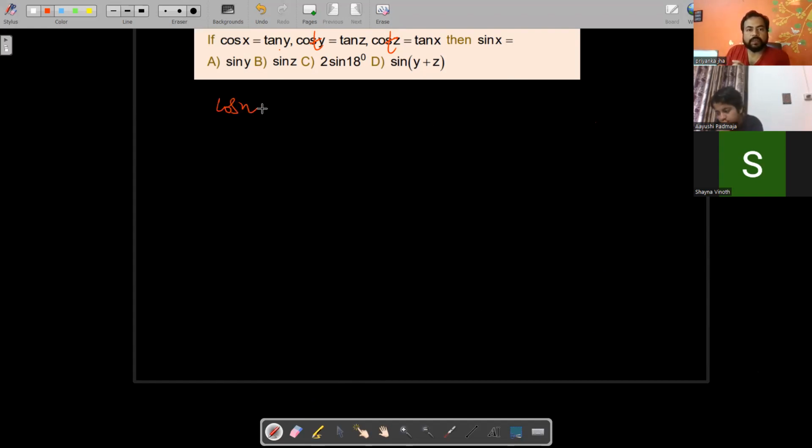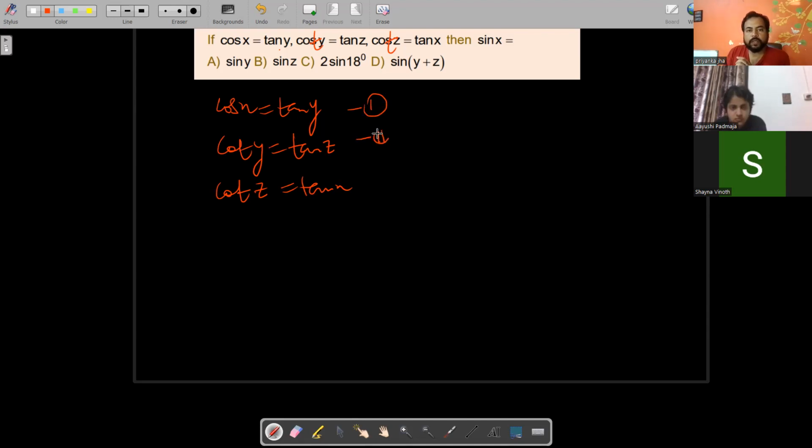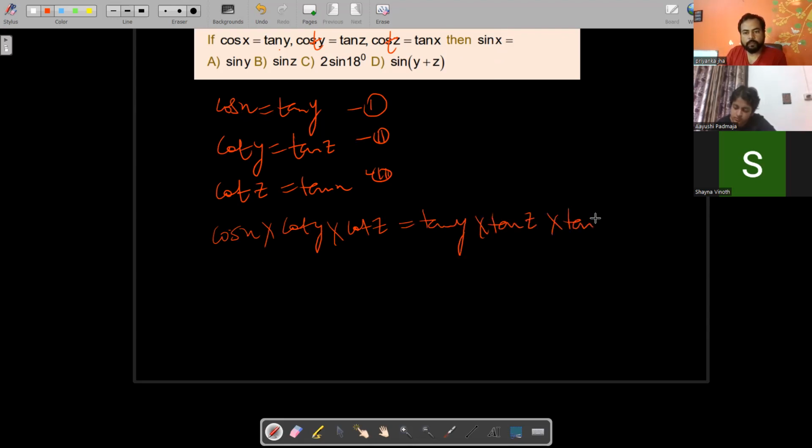So I just checked on Google. It is incorrect. There is a typo. So this is cot, not cos. Cot y equal to tan z, and this is again cot z equal to tan x. Now this is equation 1, 2, and 3. Now multiply all of these. Now because you want the value of sin x, you have to eliminate variables y and z. So now you can do from here: cos x into cot y into cot z equal to tan y into tan z into tan x.